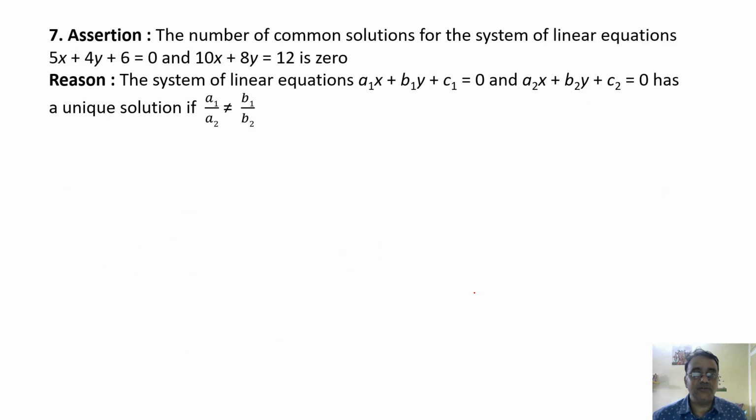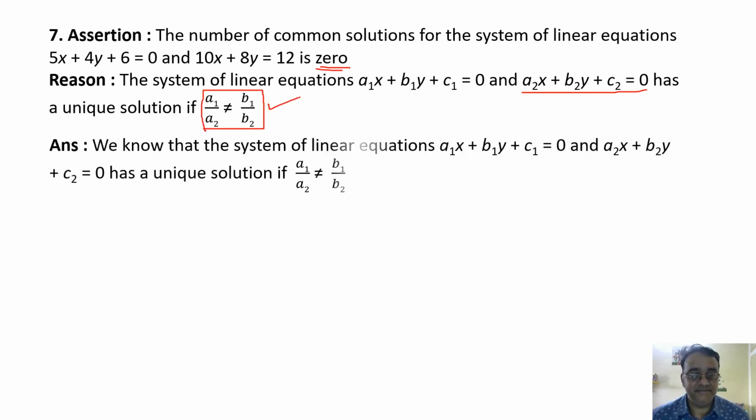Okay. Now we are moving toward question number 7. The number of common solutions for the system of linear equations 5x plus 4y plus 6 is equals to 0 and 10x plus 8y plus 12 is equals to 0 is 0. Number of common solutions is 0 means it has no solution. Okay. And the system of linear equations a1x plus b1y plus c1 is equals to 0 and a2x plus b2y plus c2 is equals to 0 has a unique solution if a1 upon a2 is not equals to b1 upon b2. So the reason is correct. The reason is correct. Now we have to check for the assertion.